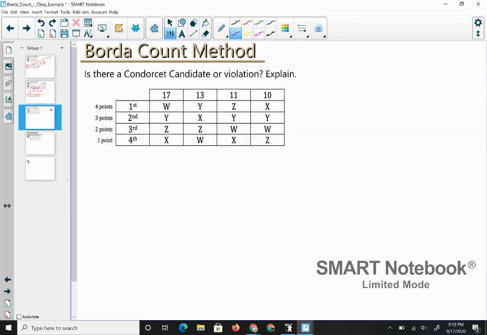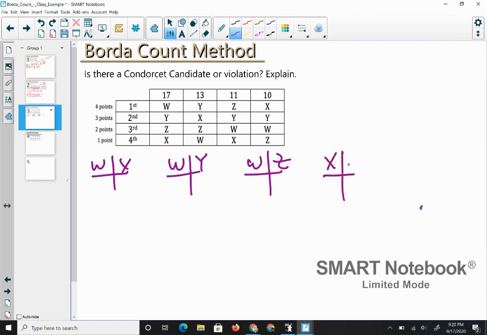So the next question, is there a Condorcet candidate or violation? We have to do head-to-head comparisons then. So W versus X, W versus Y, W versus Z, X versus Y, X versus Z, and Y versus Z.